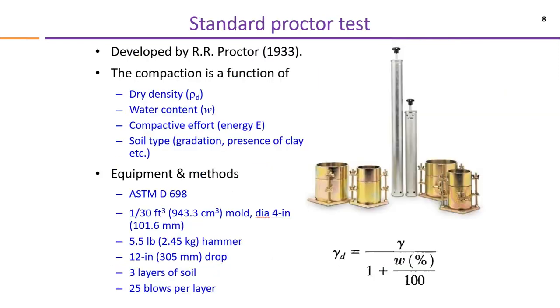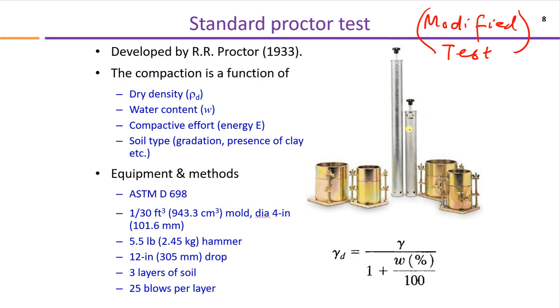There was a test that was developed by Proctor in 1933, and after the name of this engineer, this test is also called a Proctor test. But there are two tests. One is called the standard Proctor test, and the other one is called the modified Proctor test. There is some difference between standard and modified. We will see what the difference is.